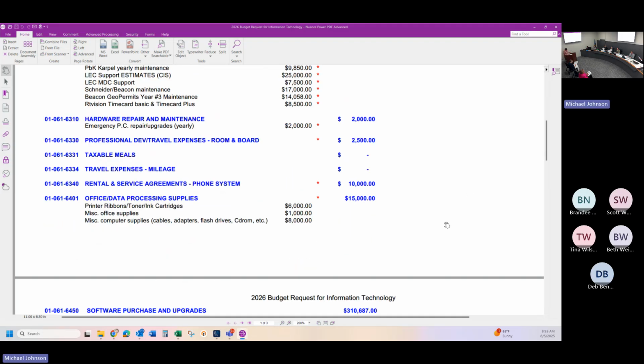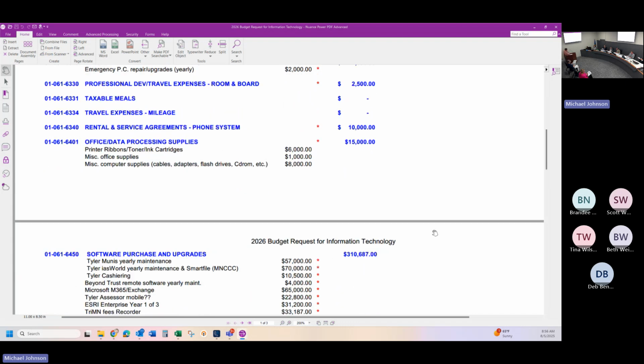Next one is hardware maintenance. That's kind of emergency repairs if we get any. Not a lot, but we try to use some of it. Professional travel, taxable meals, taxable, and so on. The rentals and service agreement, that's for our MyTel phone system.